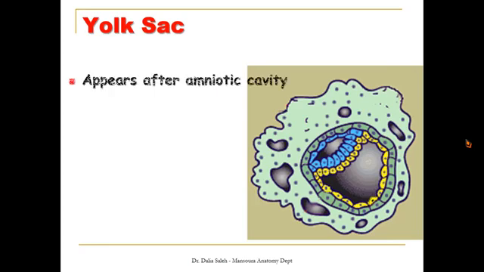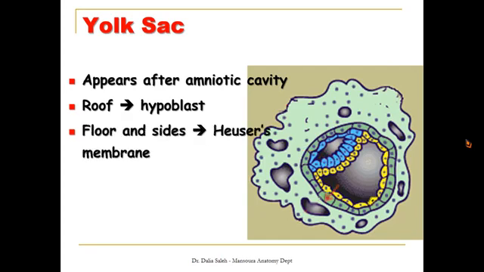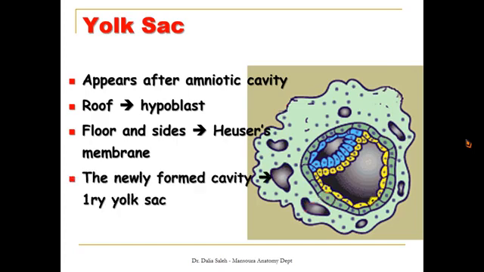The second cavity to appear is the yolk sac cavity. It appears after the amniotic cavity. Its roof is made by the hypoblast, and its floor and sides are made by a membrane called Heuser's membrane. The newly formed cavity is now called the primary yolk sac cavity.